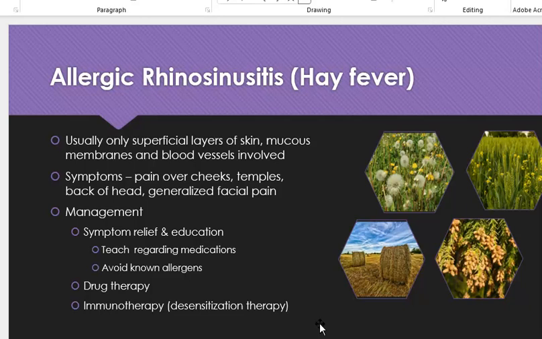Management is focused on symptom relief and education. Drug therapy might be decongestants that constrict blood vessels and decrease edema, antihistamines, leukotriene inhibitors, and mast cell stabilizers. They block or reduce chemical mediators and prevent local edema and itching. And then your analgesics for pain.